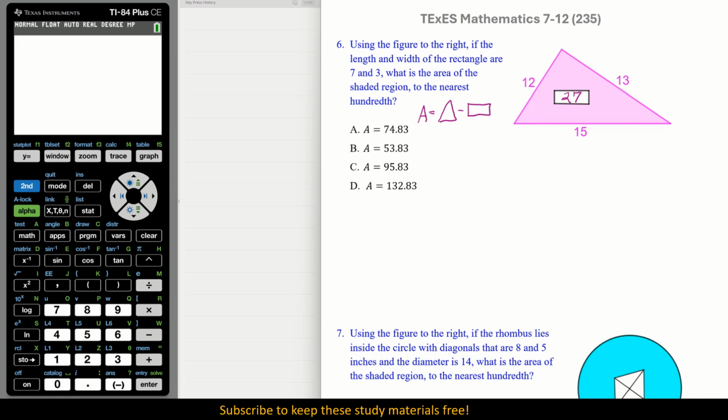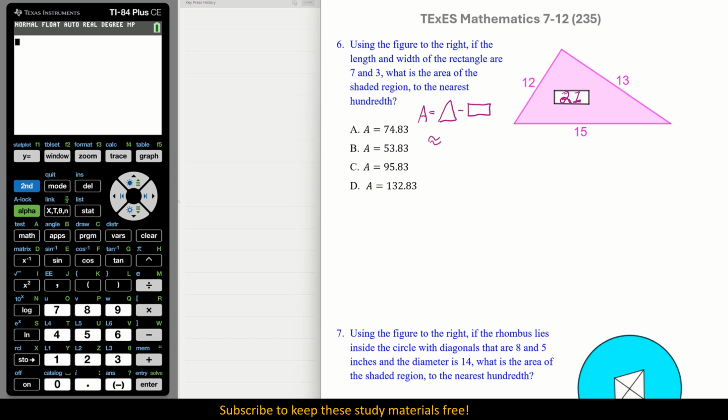To get this area, the area equals the triangle minus the rectangle. And it looks like we're going to be estimating because I see some decimal action going on. So we already have the area of the rectangle. That was 7 times 3. Oh, not 27, 21. I bet you saw that and said, oh, there we go. 21. Okay, so we need to use Heron's formula to calculate the area of the triangle.